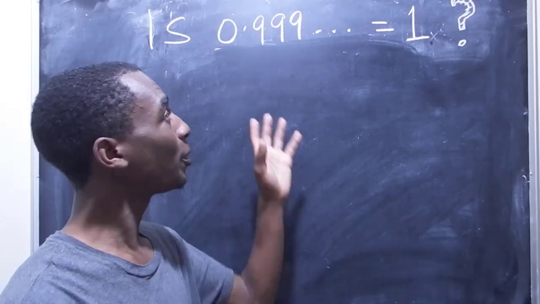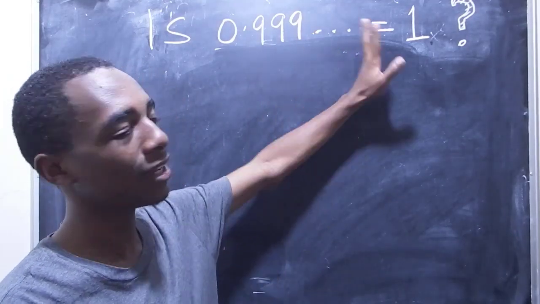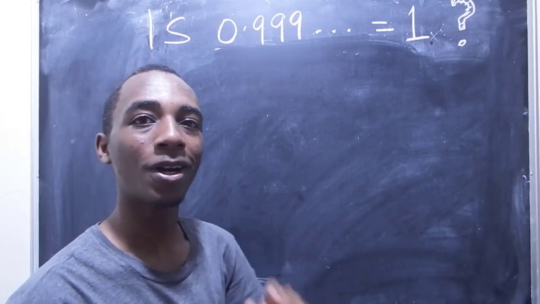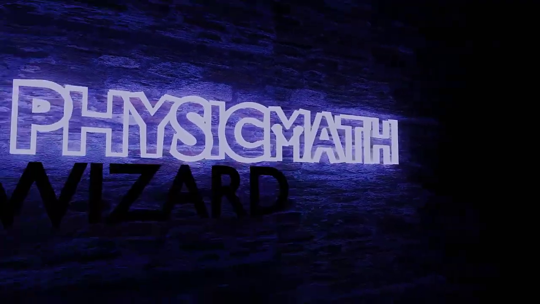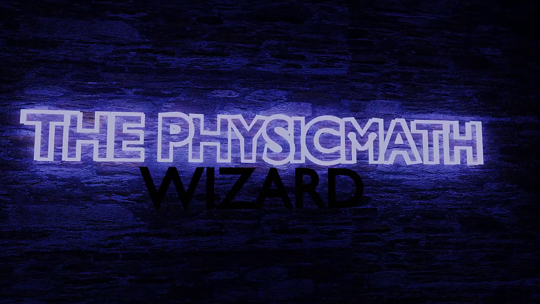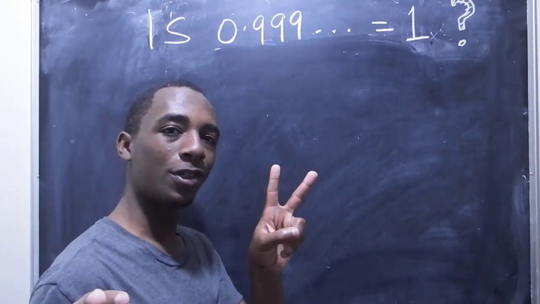So is 0.9999999 and so on equal to 1? Well, let's find out in this video. I'm going to do this in two ways.